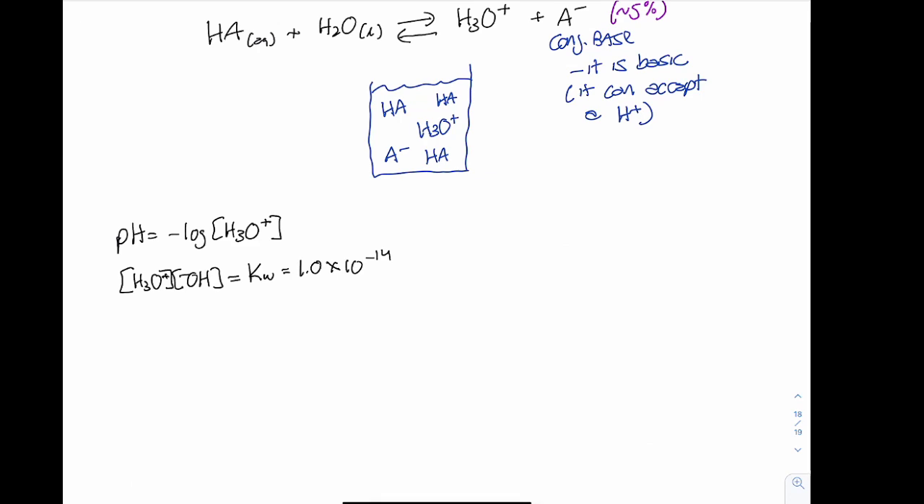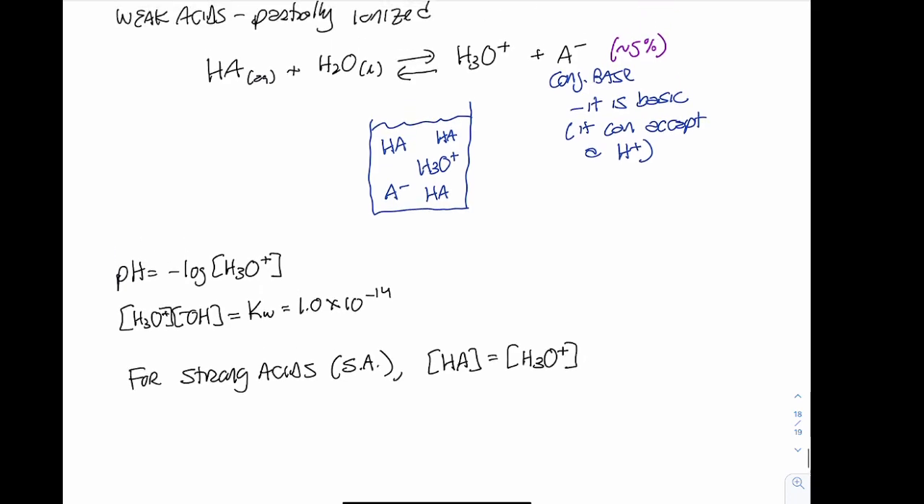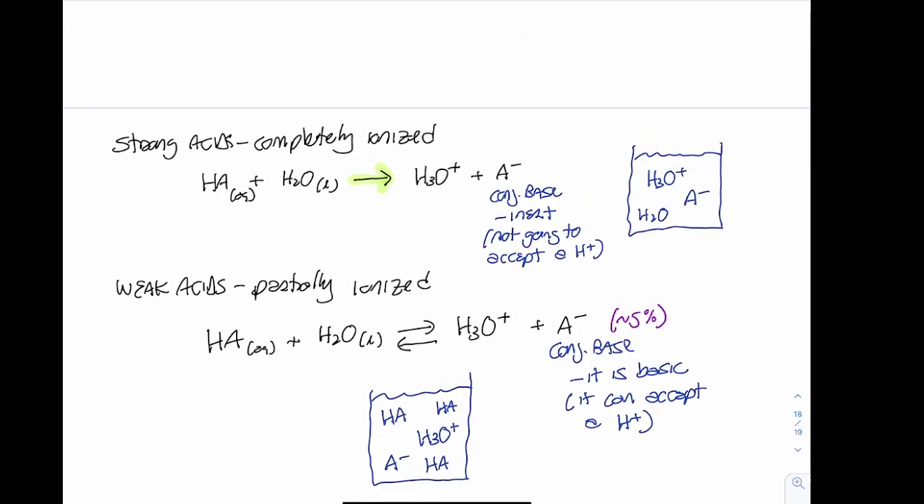If we have a strong acid, and we can just use SA as an abbreviation if you want for strong acids, because they're completely ionized, whatever my strong acid concentration is, that is my hydronium ion concentration, right? Because it's completely dissociated. If we go back and look at our equation here, this is going only in the forward direction. So because it's a 1-to-1 molar relationship, I have 1 mole of acid for every 1 mole of my hydronium ions.